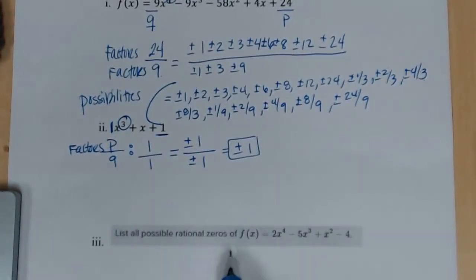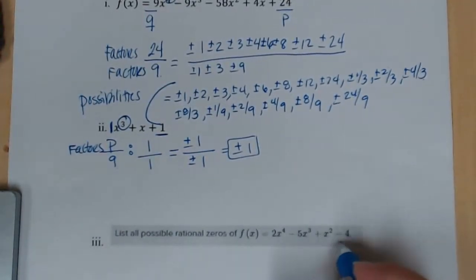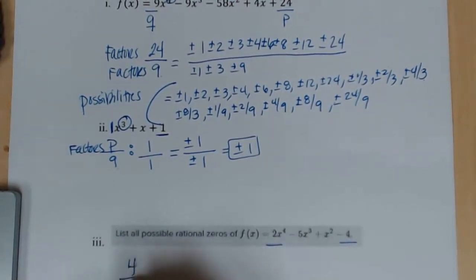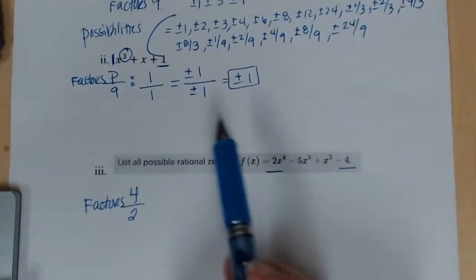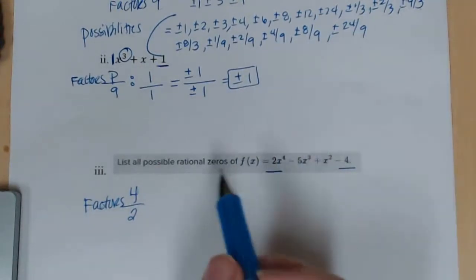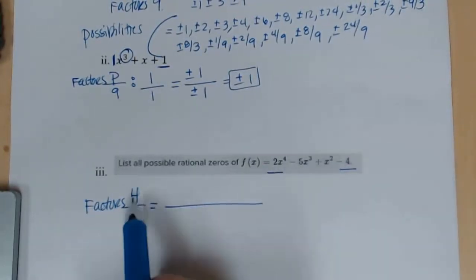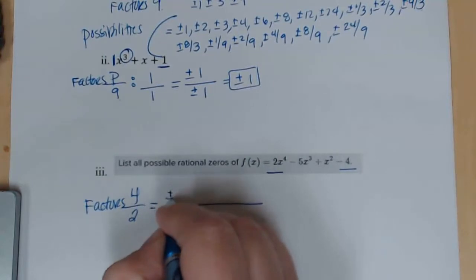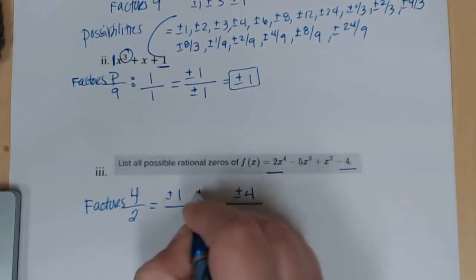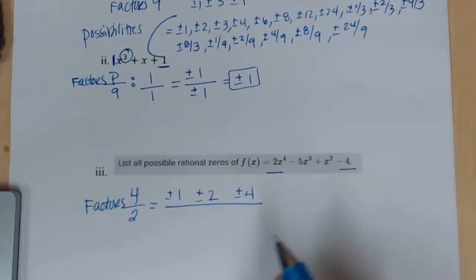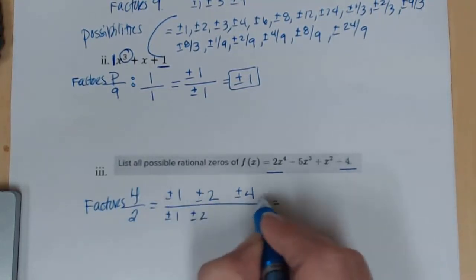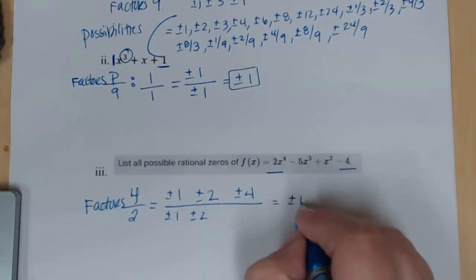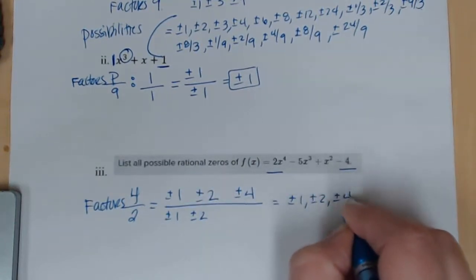List all the possible rational zeros of this function. So I'm going to do P over Q. So I'm doing 4 over 2, and again, I'm looking at the factors of these two numbers. I'm not going to consider it being a negative because I'm going to account for that with all the pluses and minuses. So again, I'm going to look at the factors of 4, which would be 1 and 4 and 2 and 2. So that's all my factors. What are the factors of 2? That's 1 and 2. So I divide all the top numbers by 1, and I get 1, 2, and 4.